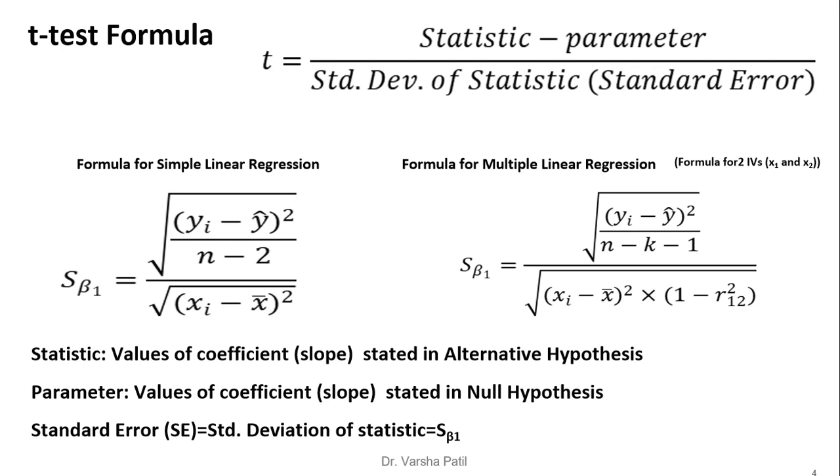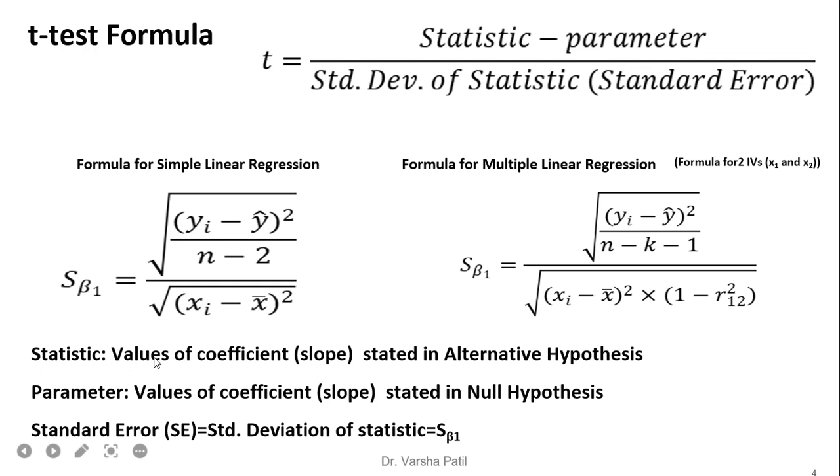T test formula: T is equal to statistic minus parameter divided by standard error. When we use simple linear regression, the formula is like this, and when we are using multiple linear regression, the formula is like this. This formula is specifically for two independent variables. So when two independent variables are there, we are required to consider the coefficient of correlation. When one independent variable is there, there is no need of the coefficient of correlation. So this is the change in the formula.